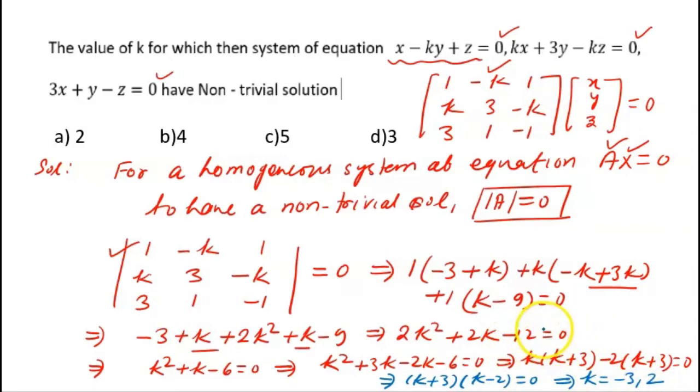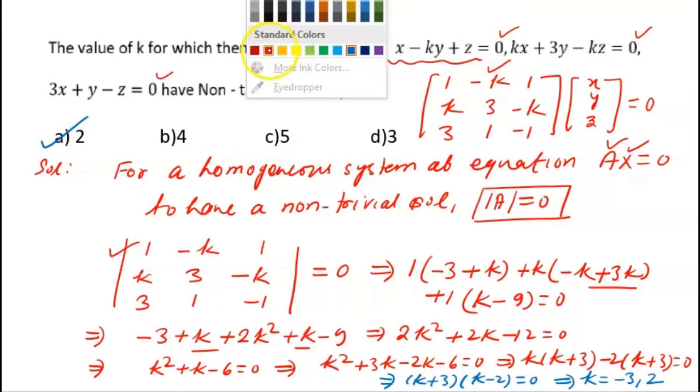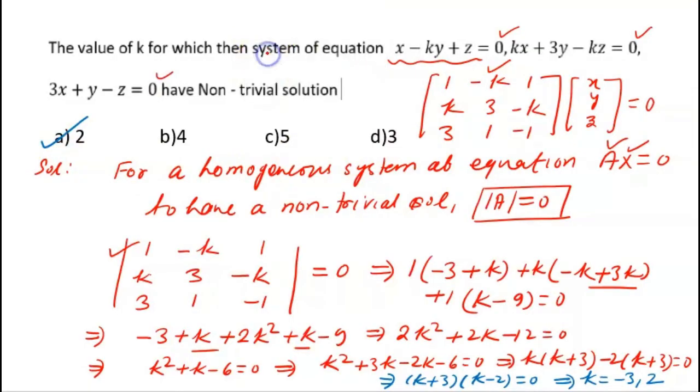So we are getting two values of k, but which value of k is matching here? So the correct value of k that is matching is 2. So the correct answer in this case will be A. Because minus 3 is not present, so I have to select the answer as 2. For 2, it will be having a non-trivial solution. So I hope you understood the concept. Okay. So let us move to the next question.